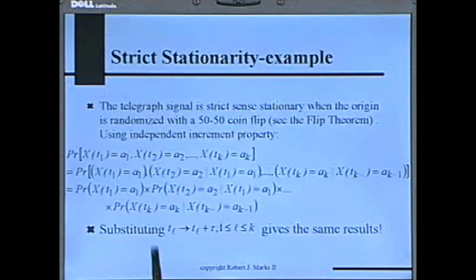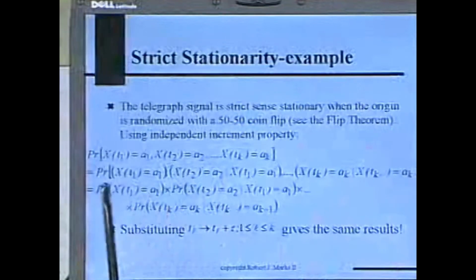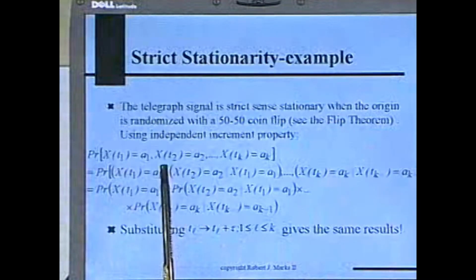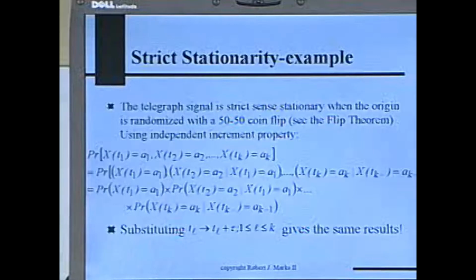We can prove this using the independent increment property. Let's take a look at that. Okay, this is the strict stationarity manifest through the probability mass function. The probability that this is true is equal to this chain of probabilities because of the incremental process, which in turn is equal to the same exact results with a corresponding shift associated with it.